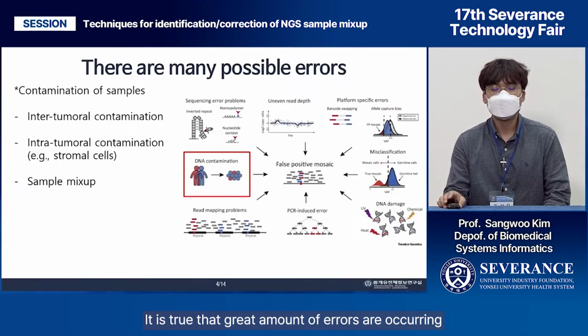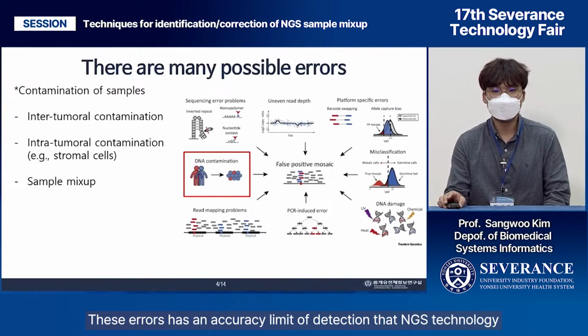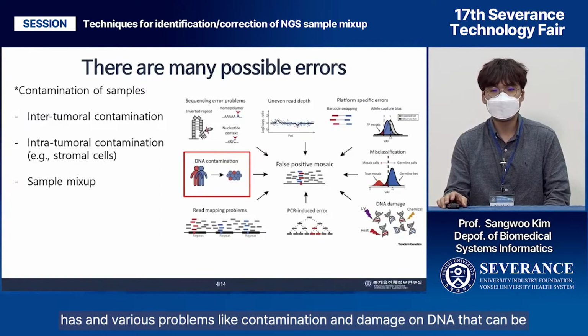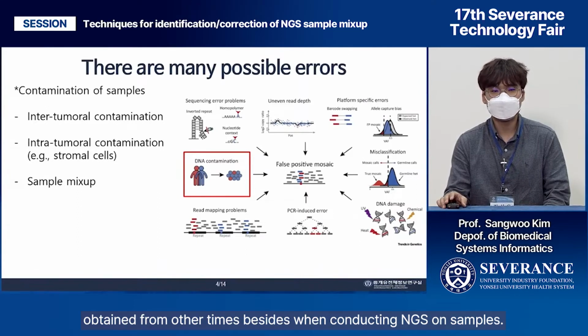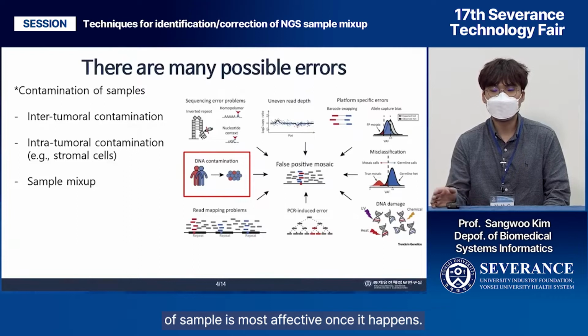It is true that a great number of errors occur in the process of examining these samples. The picture on the right shows the most common examples of errors. These errors come from the accuracy limit of detection that NGS technology has, and various problems like contamination and damage to DNA that can occur at other times besides when conducting NGS on samples. We can prevent these situations, but contamination of samples is the most critical once it happens.